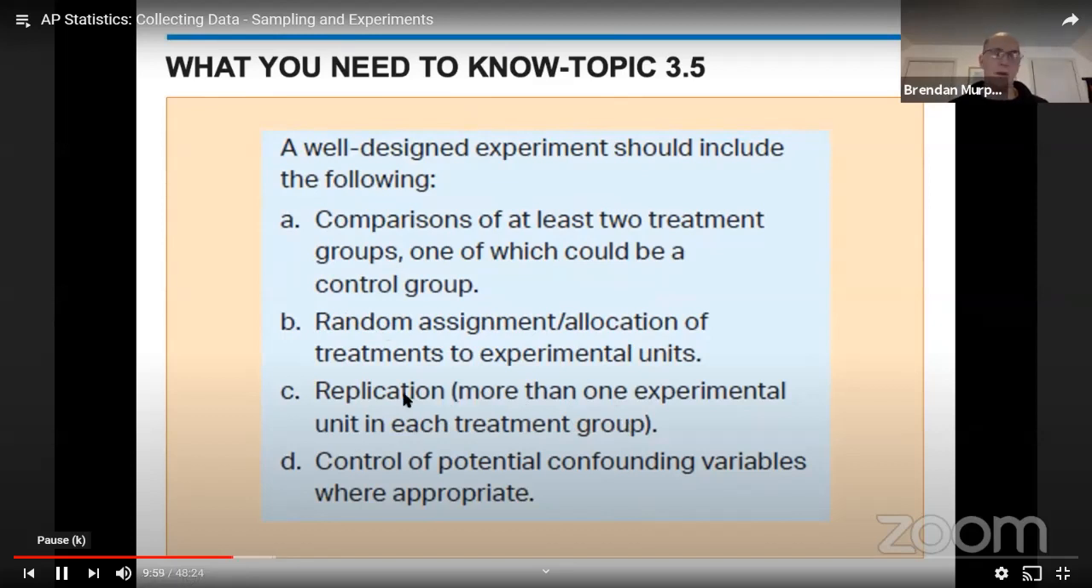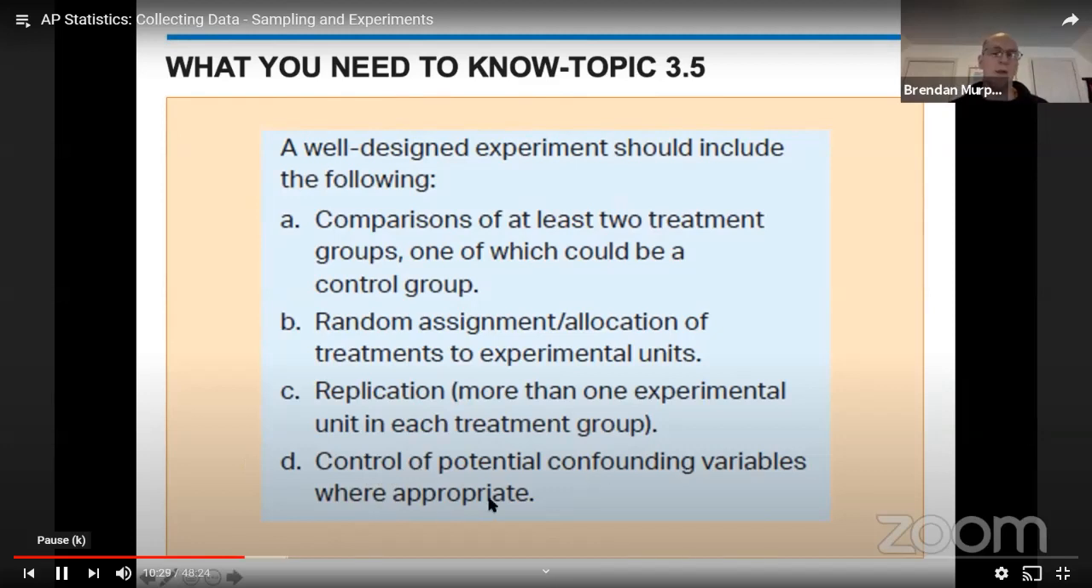But there are times in the real world where, if I was testing fertilizer on an acre of field, it might not be financially feasible to test thousands of acres. So we need more than one. Two is okay. Obviously, more is better. But given the constraints of the real world and things cost money, sometimes we're limited as to how much replication we can have. And then down here in D, we need to control for potential confounding variables where appropriate.